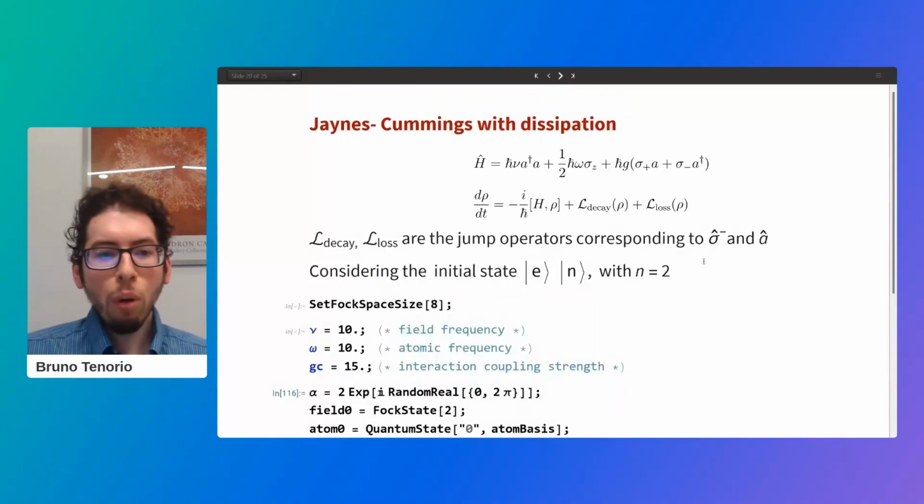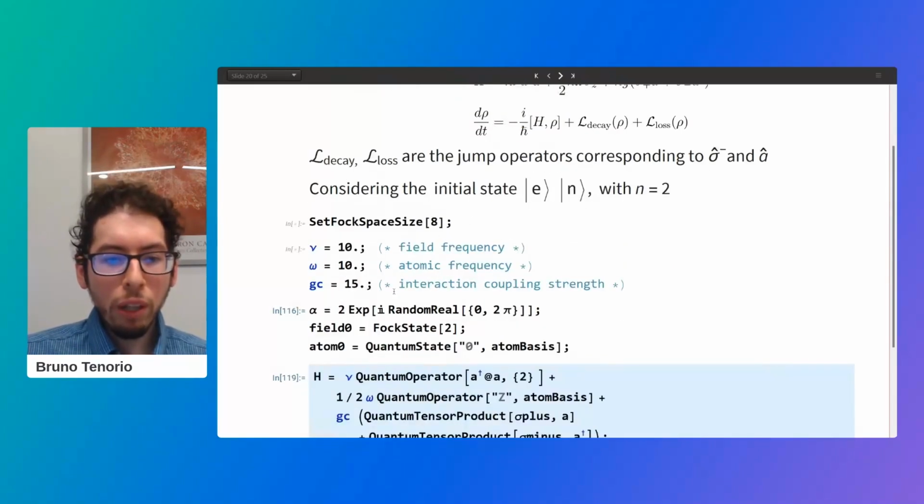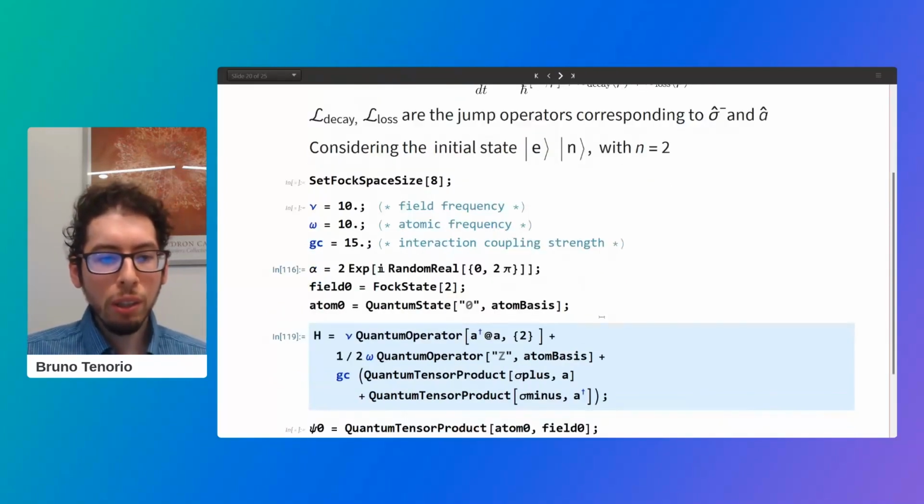As a final topic, we will explore Jaynes-Cummings, but now with dissipation. We consider exactly the same Hamiltonian as before, but in the master equation, we include this jump operator now related only to the decay of the atom and only to the single photon loss. We consider an initial state e, that means excited state, and for the field, a Fock state equal to 2. We define some constants for the simulation, but they are completely arbitrary, just for the sake of the time window that I am using. It can perfectly be changed.